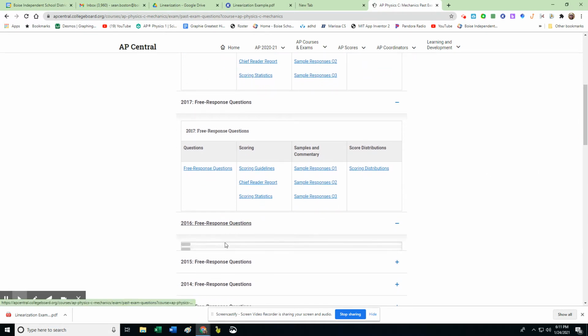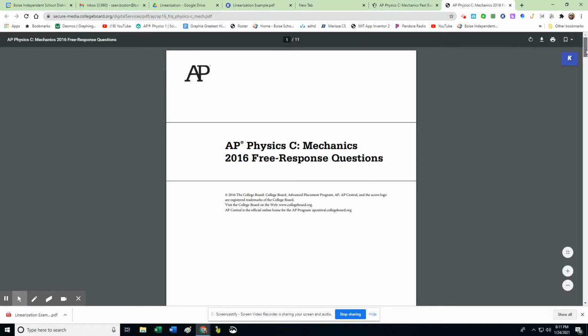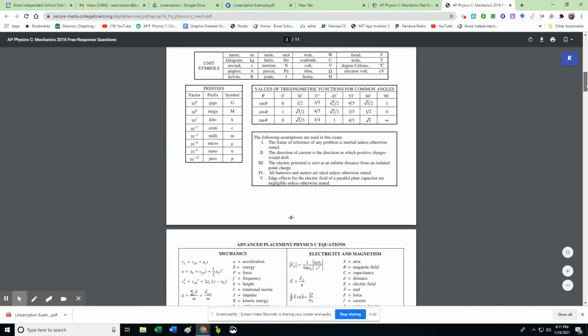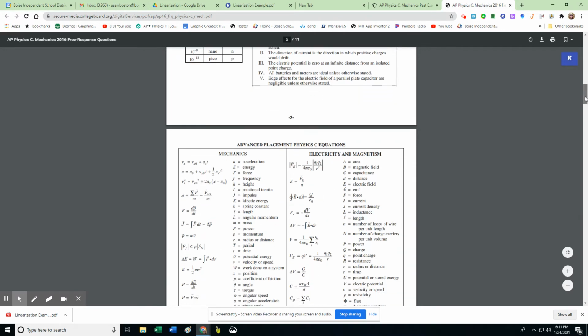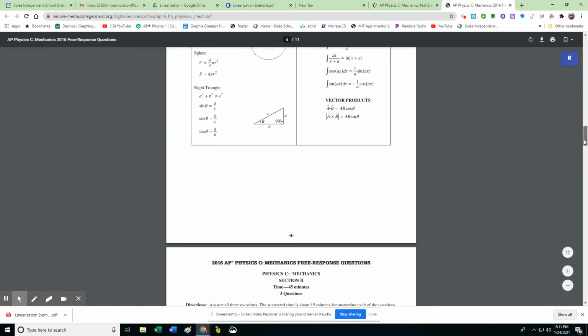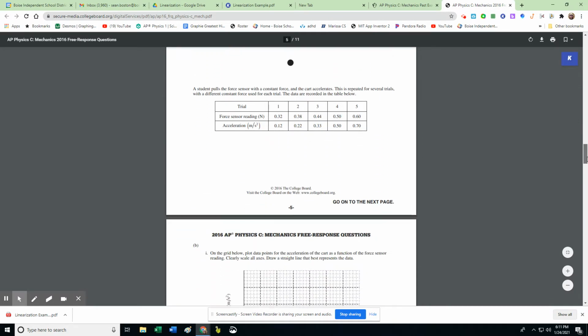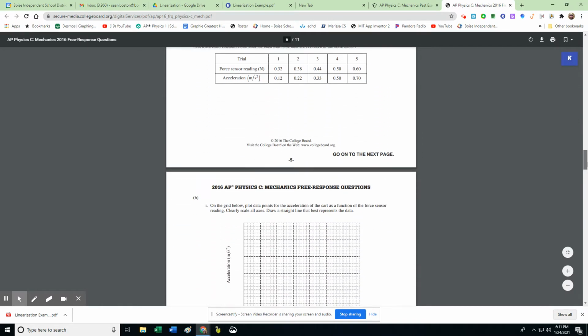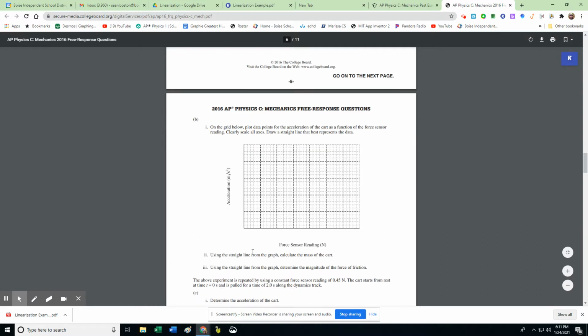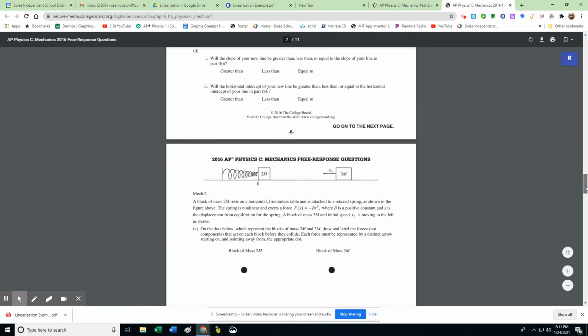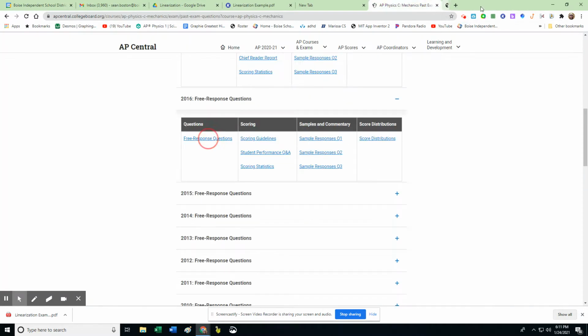Bet we can find one there. They're pretty easy to spot, and when you see them, they take a little bit of labor to do, but boy, if you know how to do one of these, they all behave very similarly, and they can be easy points for you on the exam. Oh, I see a data table right there, and here's that: use the straight line from the graph to calculate the mass of the cart. Anyways, it's really good to know how to do one of these, and it's really interesting to understand how they found all these constants that they throw out at you in a physics class. This is kind of how they do it.